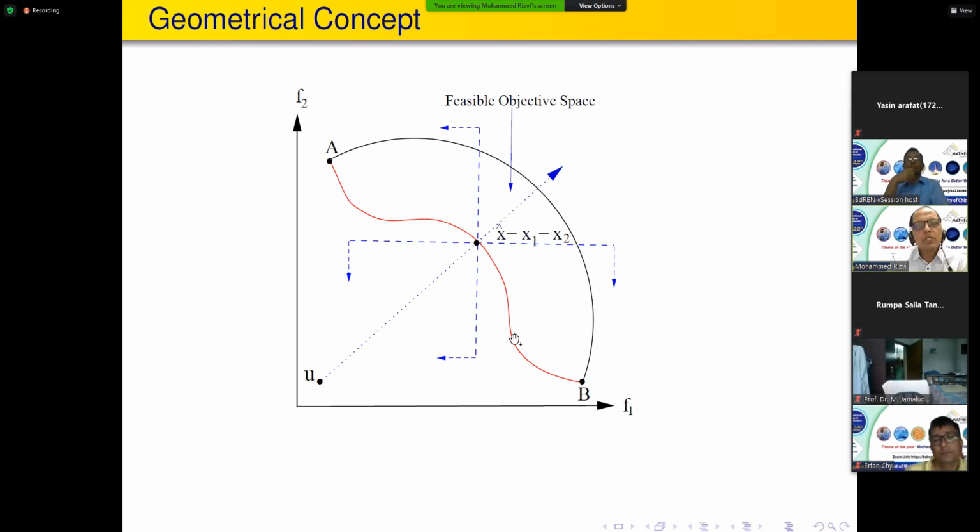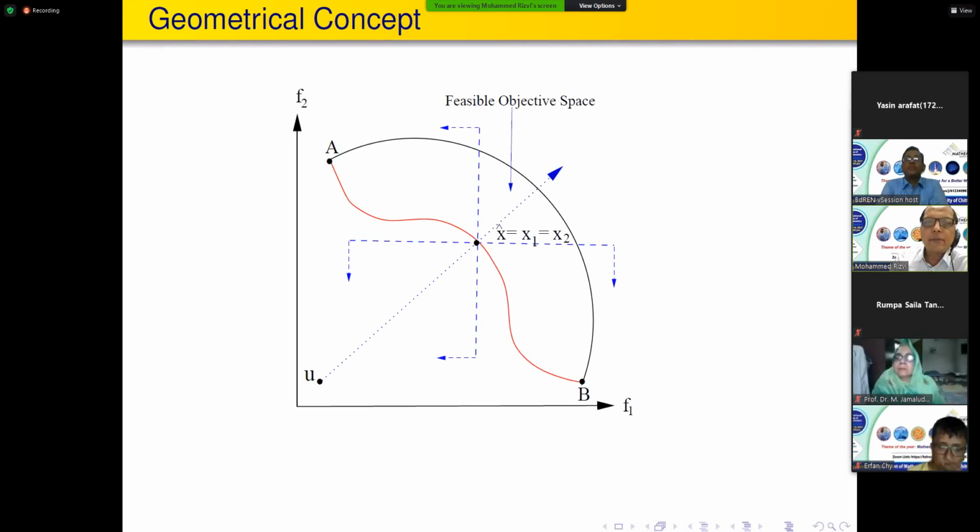Now, that's the geometric intuition. The question is, can I claim that the solution of this auxiliary problem is the solution of the original problem? So we need to give some theoretical interpretations there. Otherwise, no one can believe that the solution of your scalarization is the solution of the original problem. So you have to put in some evidence there.